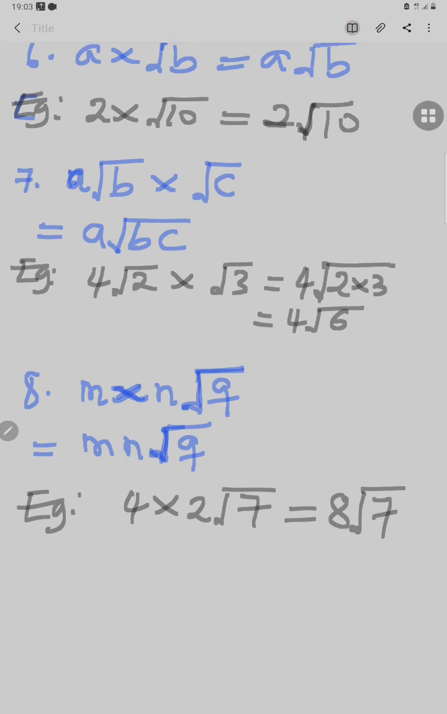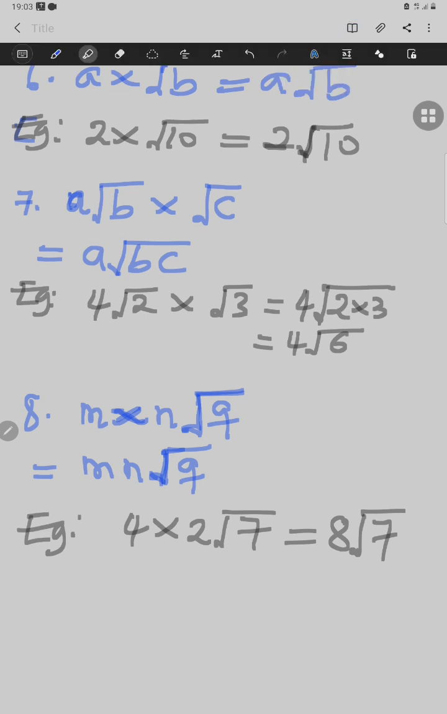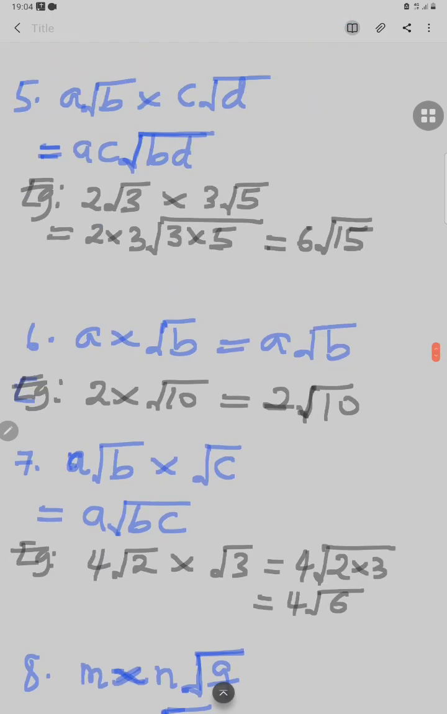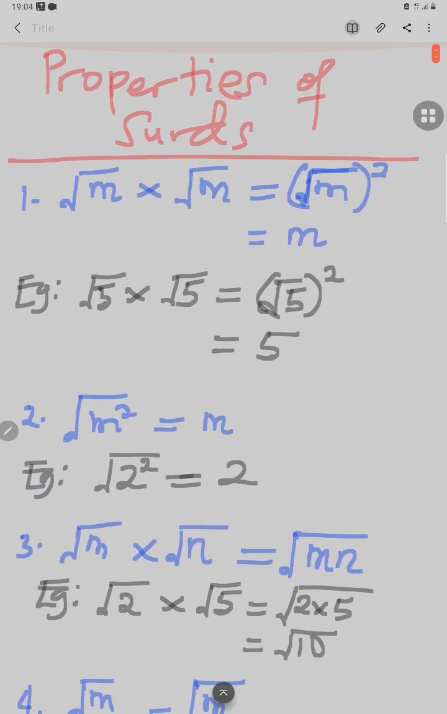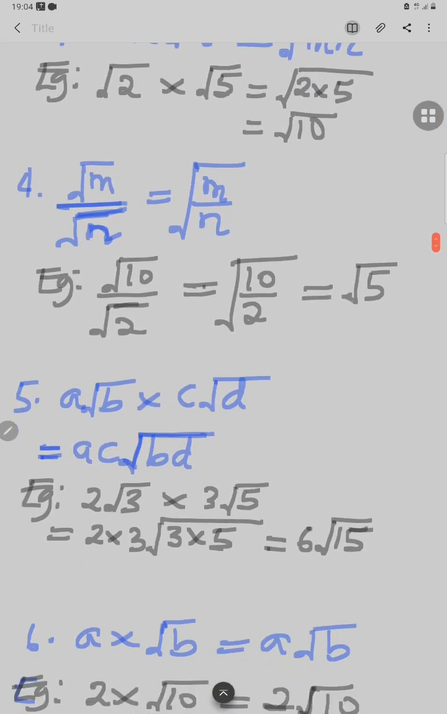Alright, students, I want to end the properties here. Take your time and go through and ponder them. We are going to apply them. You meet them as you work along with mathematics and other mathematics related subjects and courses.